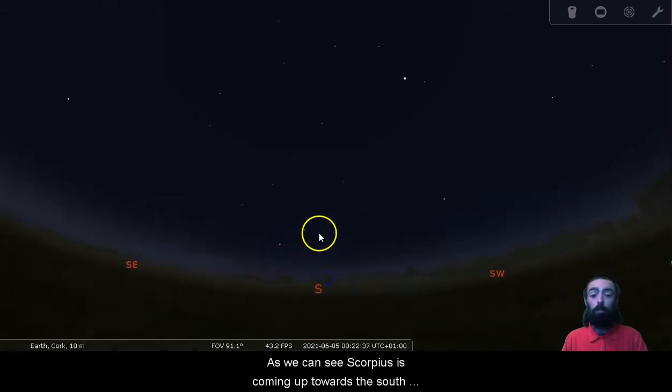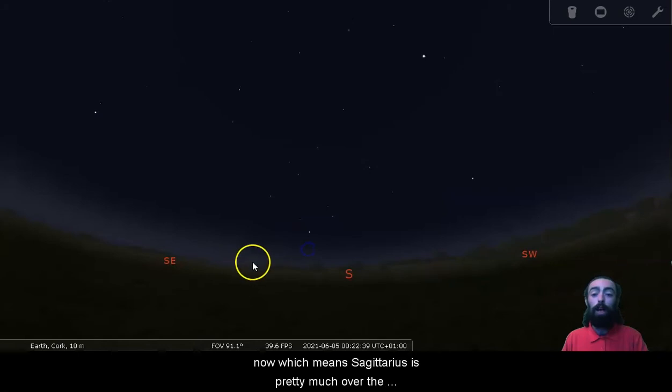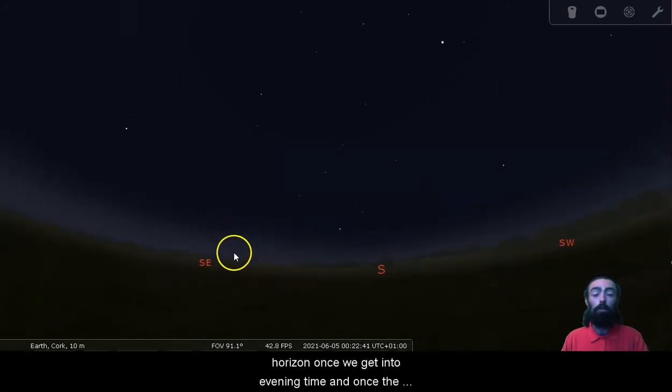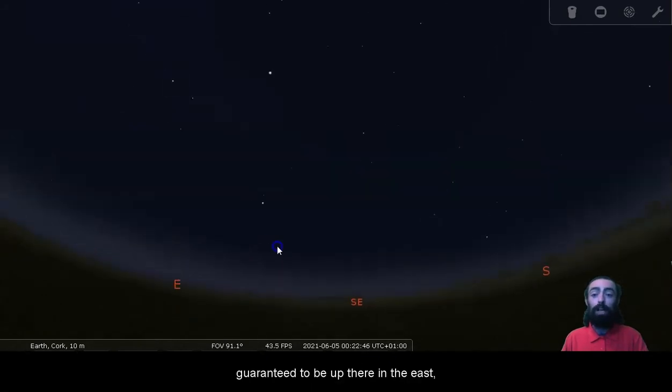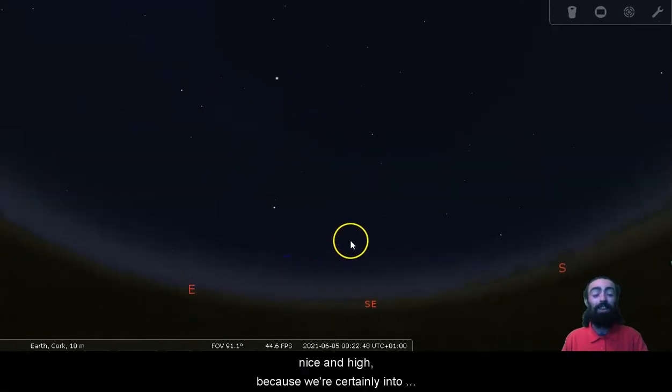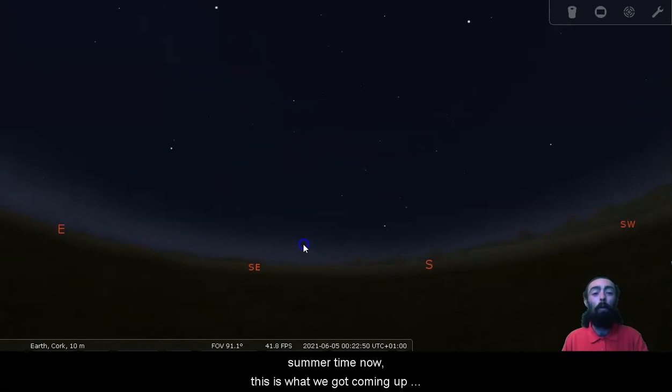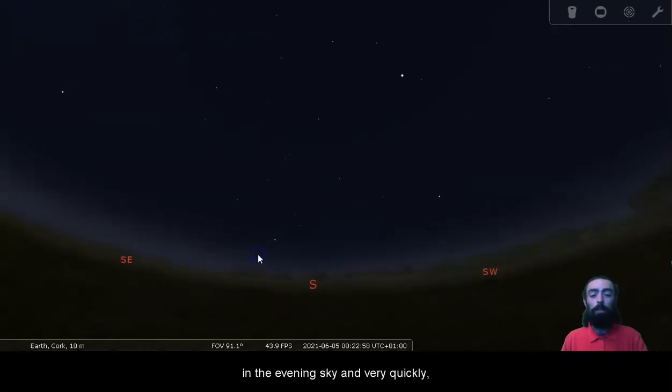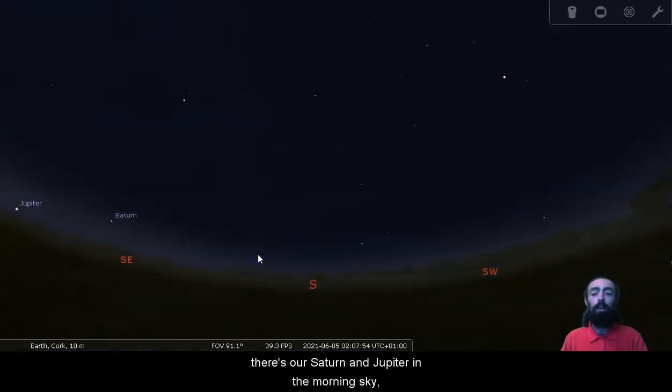So we can see Scorpius is coming up towards the south now, which means Sagittarius is pretty much over the horizon once we get into evening time and once the sun sets. The summer triangle is guaranteed to be up there in the east, nice and high, because we're certainly into summertime now. This is what we've got coming up in the evening sky.